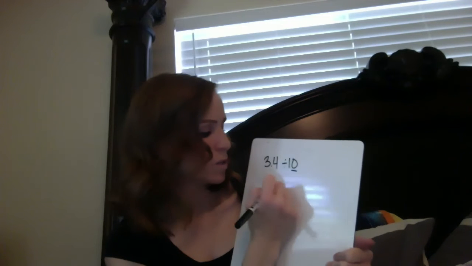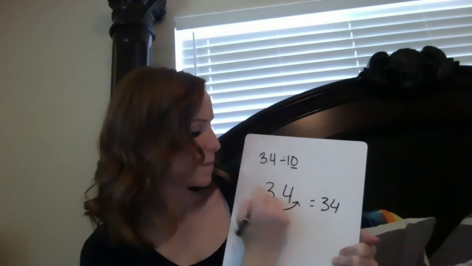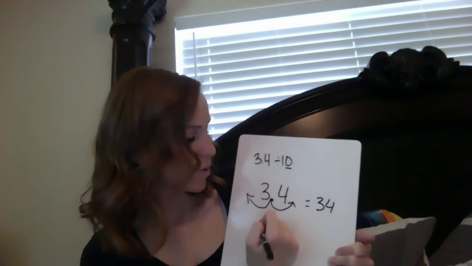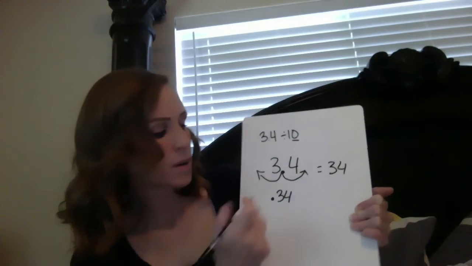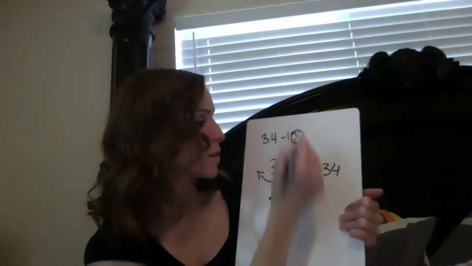So which way can I move my decimal to make this number smaller? If I move it to the right side, that makes it 34. 34 is bigger than 3.4. If I move it to the left, that makes it 0.34, which is smaller. So remember, to move it to the left, we're going to make it smaller. So however many zeros are in the number, that's how many places you bump it over to the left to make it smaller. So let's try another one.